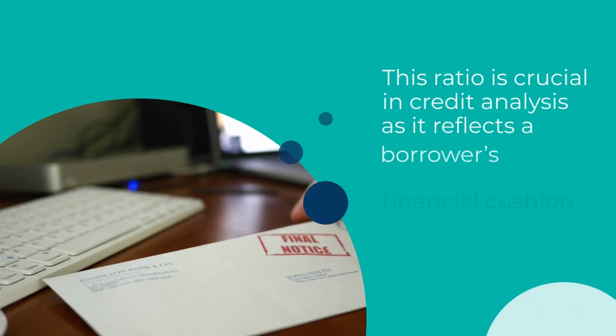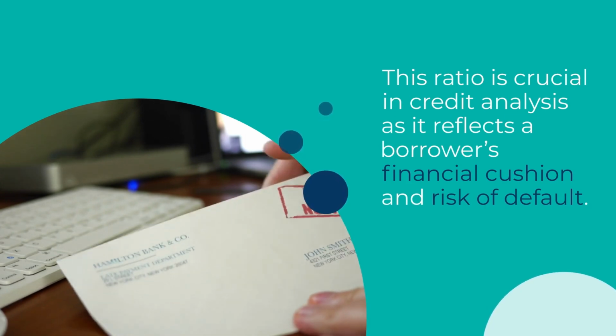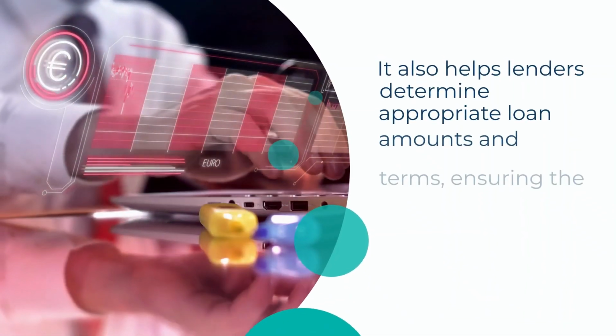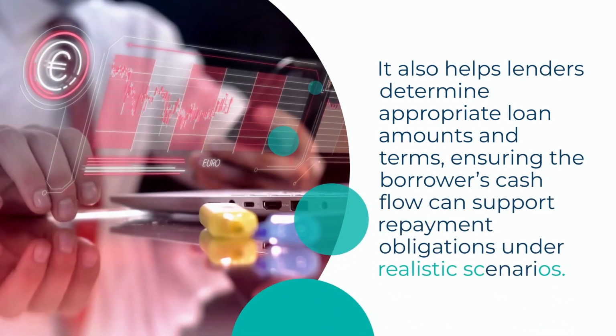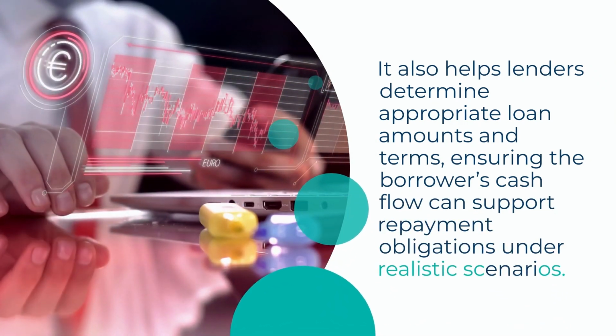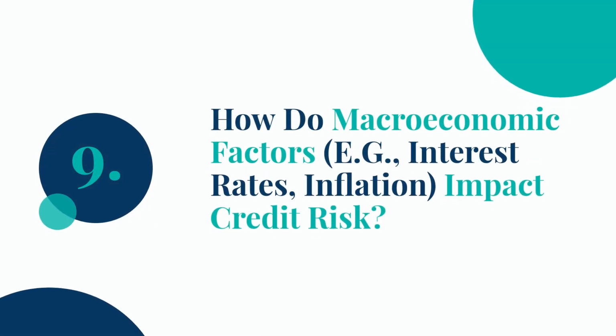This ratio is crucial in credit analysis as it reflects a borrower's financial cushion and risk of default. It also helps lenders determine appropriate loan amounts and terms, ensuring the borrower's cash flow can support repayment obligations under realistic scenarios. 9. How do macroeconomic factors, e.g., interest rates, inflation, impact credit risk?